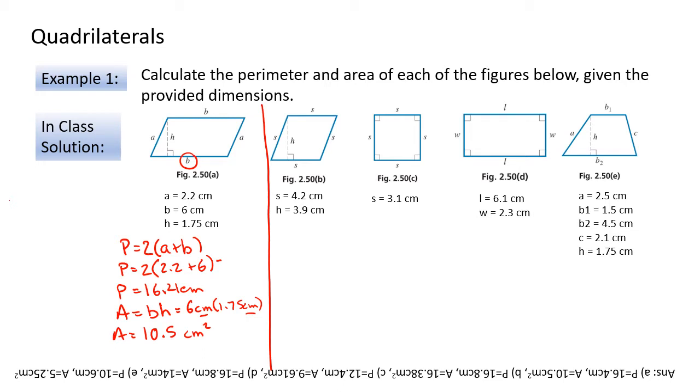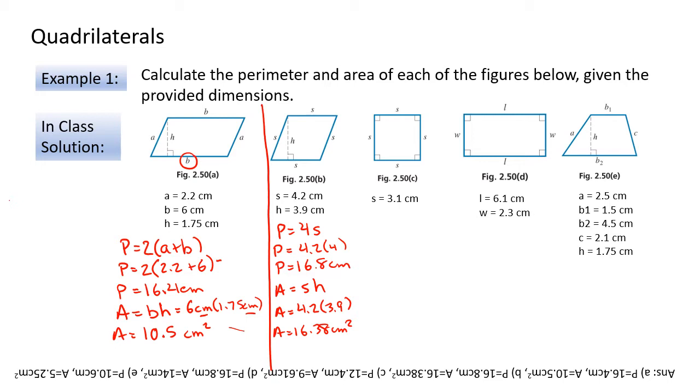For the rhombus, your perimeter is equal to 4 times s, since all sides are the same. So your perimeter here is equal to 4.2 times 4, and that gives you 16.8 centimeters. Your area is simply s times h, just like the parallelogram. In this case, the area is equal to 4.2 times 3.9. And that gives you 16.38 centimeters squared. Again, remember I didn't show those units, but it is in centimeters squared for the same reason you saw in the first example.